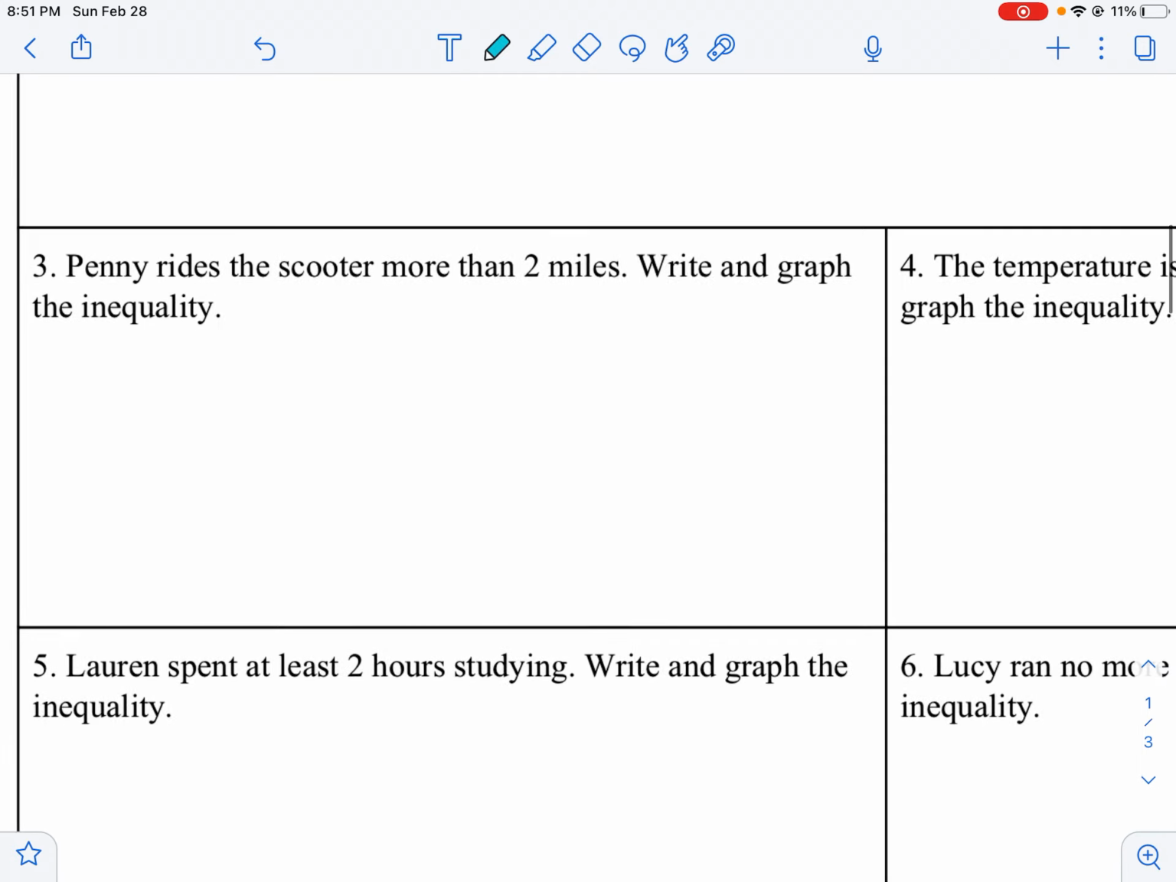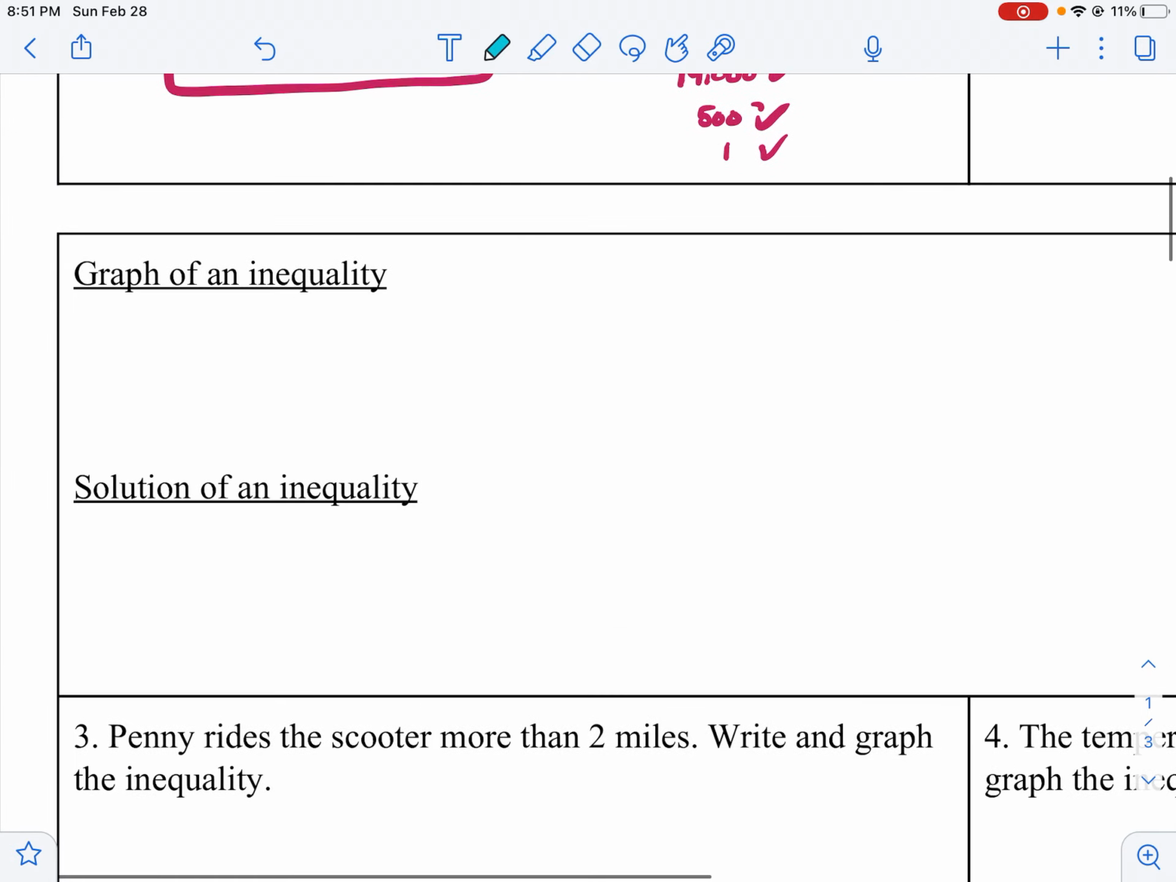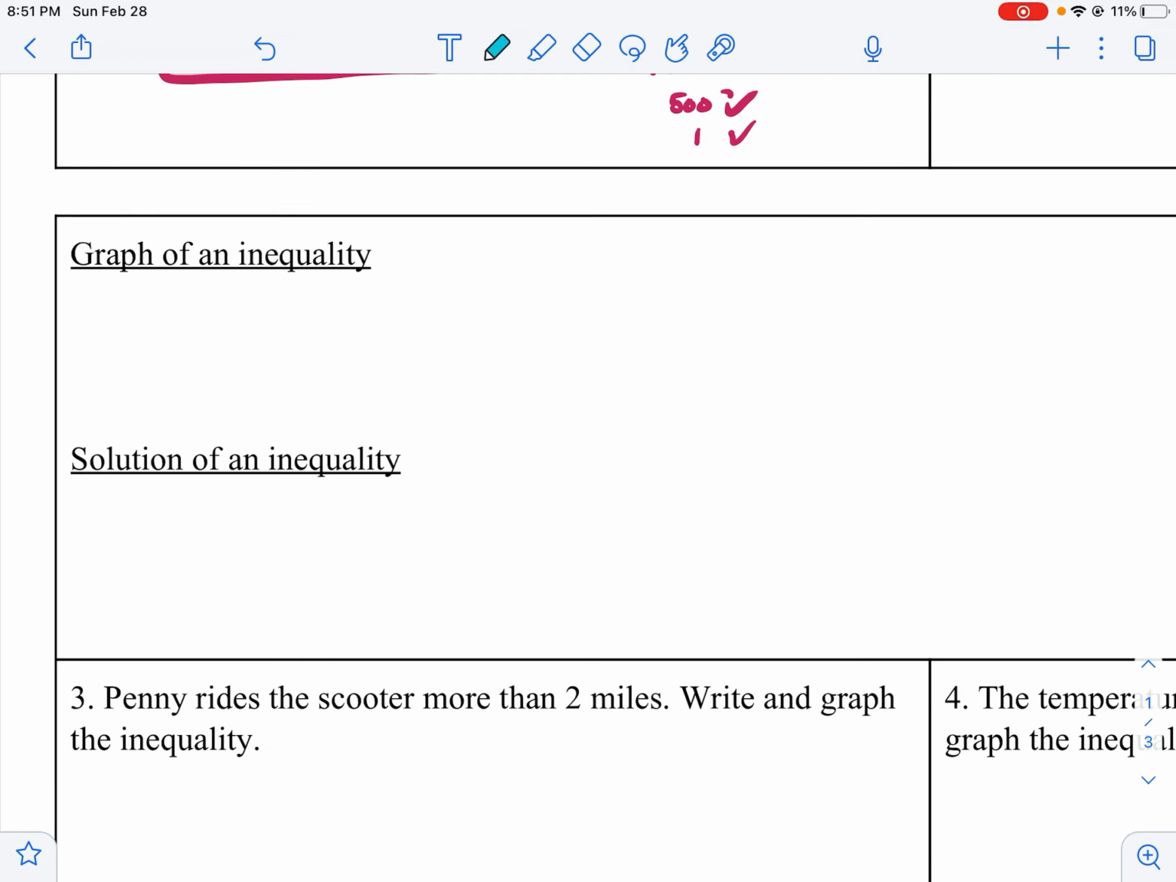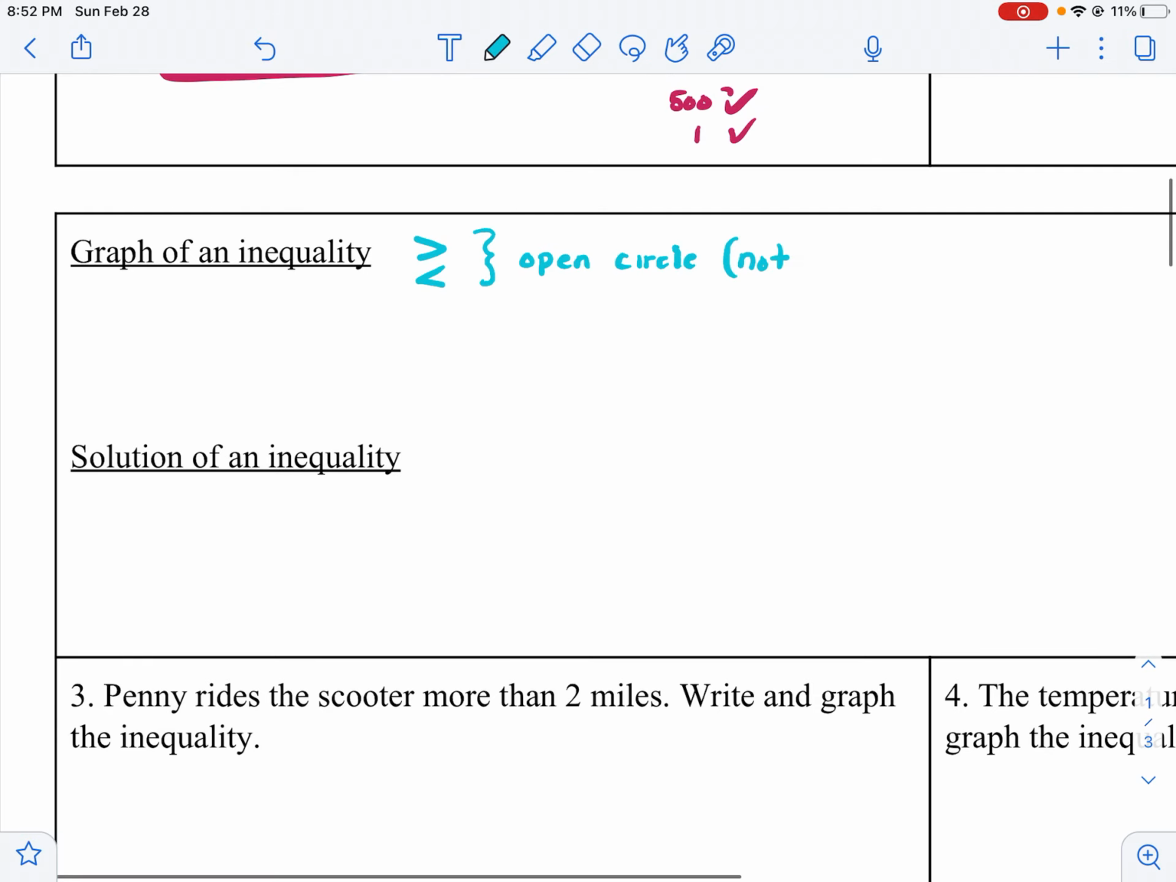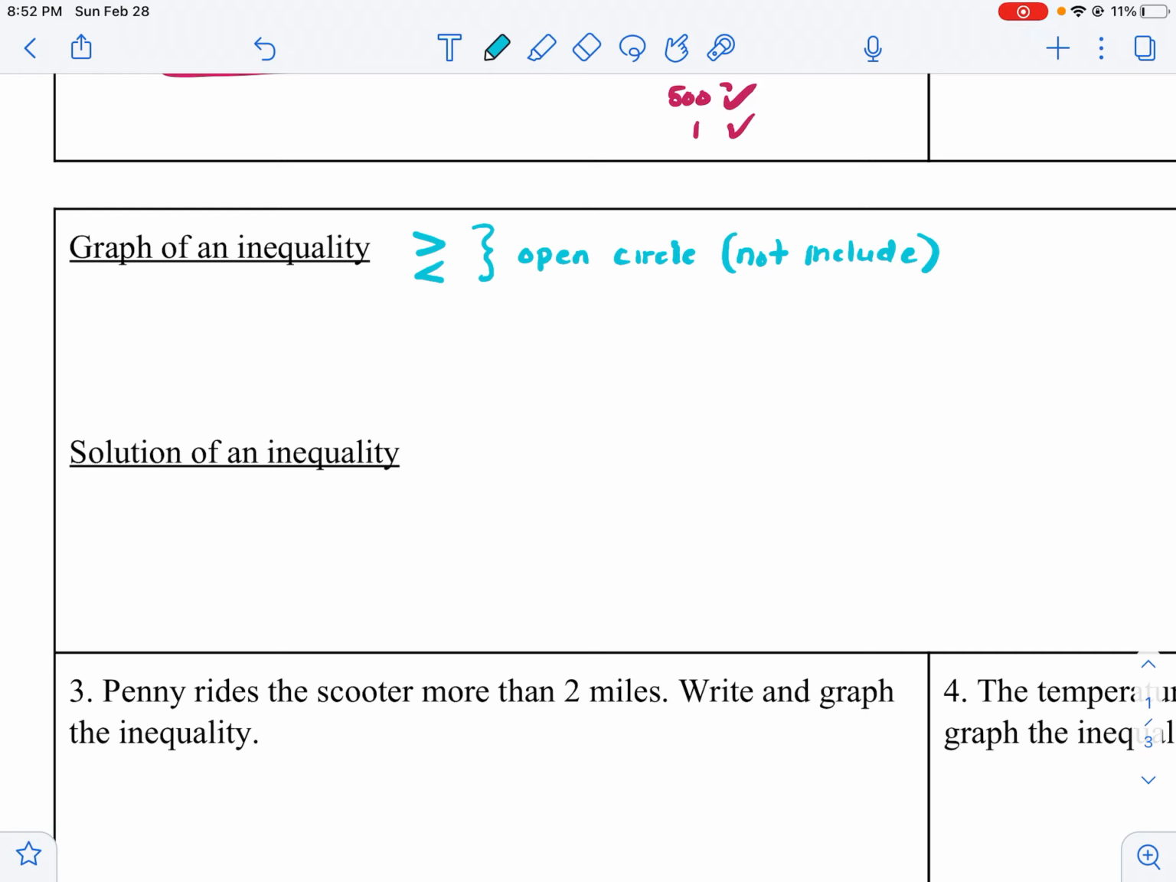Okay. Now, when we are graphing our inequalities, I'm going to jot down a couple things. So we have our greater than sign or our less than sign. That is going to indicate we'll have an open circle because that does not include the number at hand. If we have a greater than or equal to sign or a less than or equal to sign, that is going to give us a closed circle on our graph.